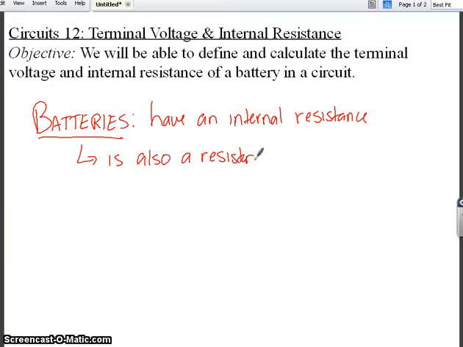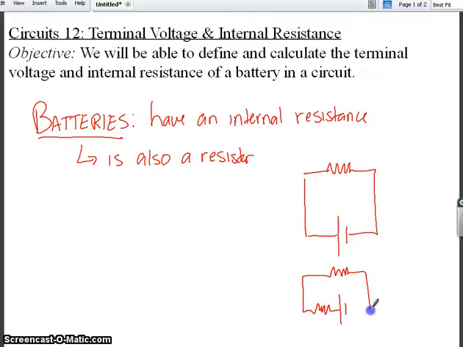Okay, so if we drew a basic circuit diagram like this, the battery in itself is also a resistor. So to draw a more accurate representation of this, we would draw this resistor representing the battery. Okay, so all batteries have some form of internal resistance.